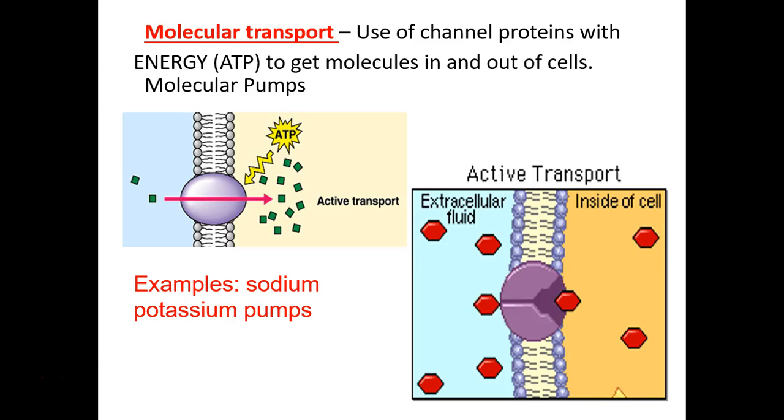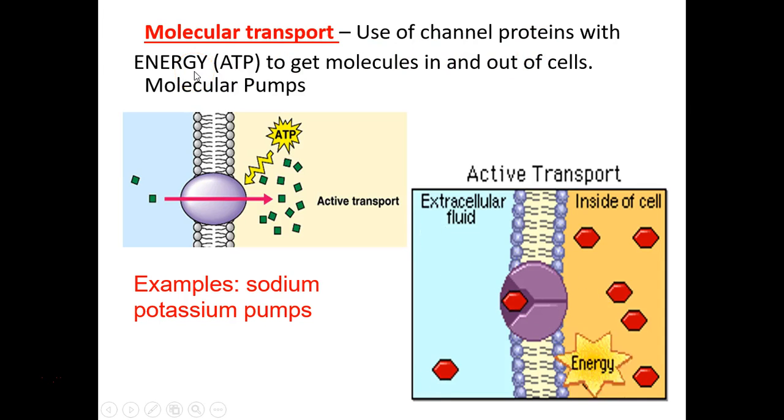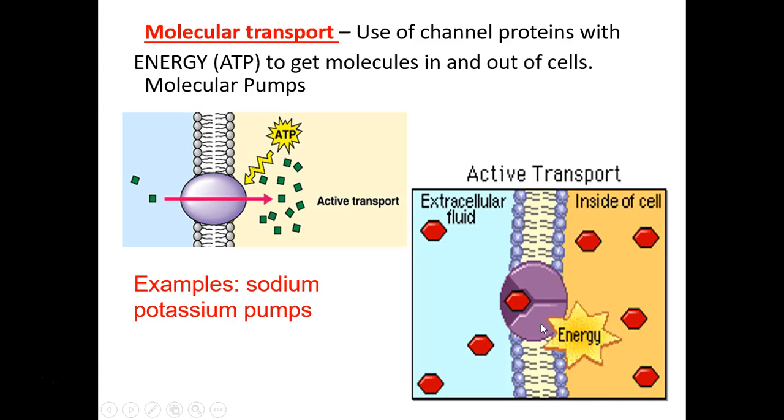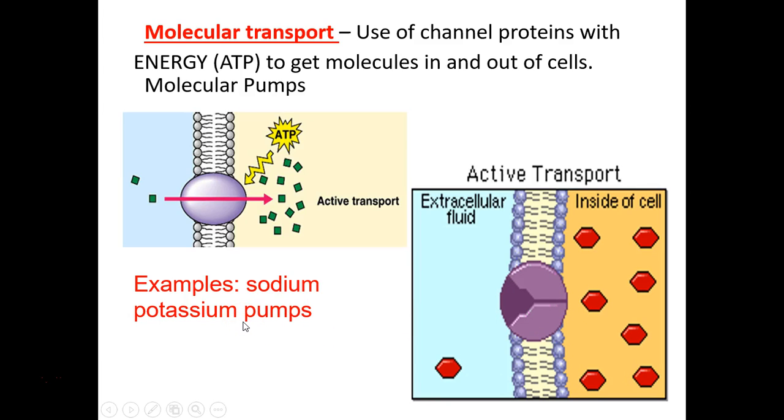Examples of active transport are molecular transports. The use of channel proteins with energy to get molecules in and out of the cell, also known as molecular pumps. So here's low concentration. So you want to move it. Diffusion usually happens from high to low. So now you want to move the stuff against the concentration gradient from low to high, but you need energy to move these molecules across. All right. I'm going to go back so you can see this little illustration again. You're moving stuff across the membrane with energy. That's active transport. And a good example is the sodium-potassium pumps.